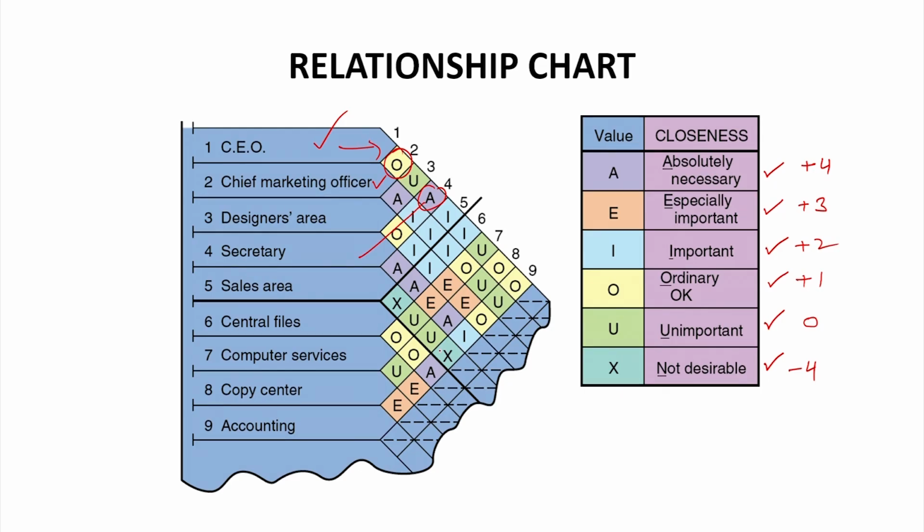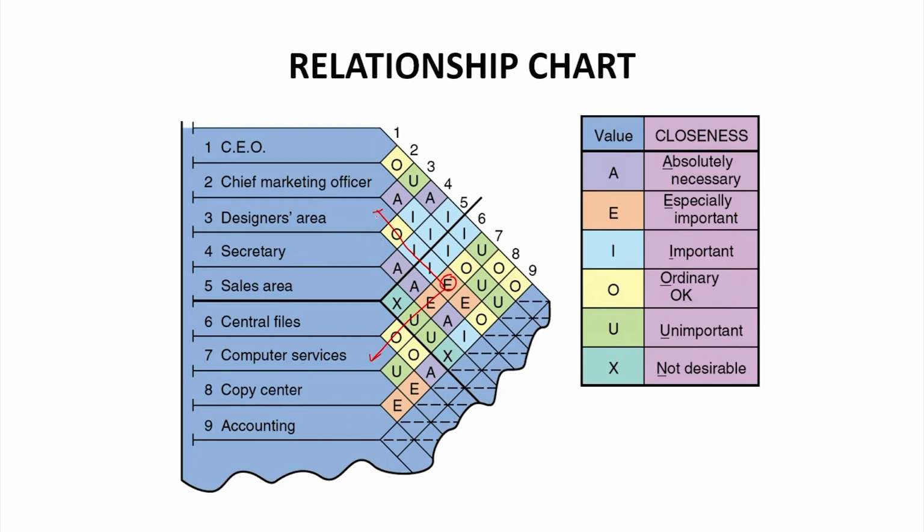So, they should be very close to each other. Similarly, we can see that high closeness is required between the secretary and the sales area, and between the central file area and the secretary, we find a lot of closeness is required. Similarly, there are certain symbols for E also. Let us see this cell, how to read this cell.